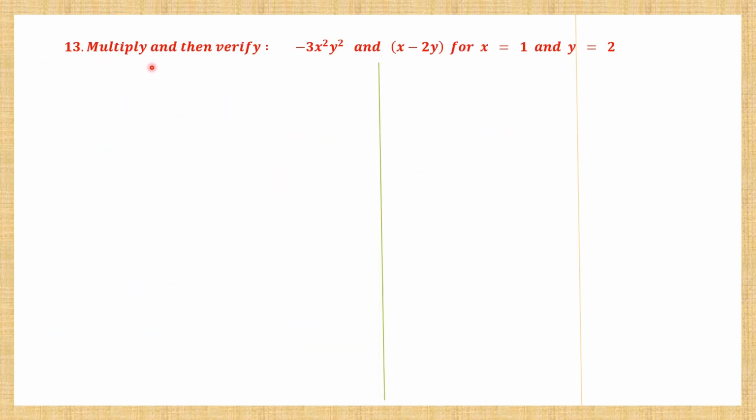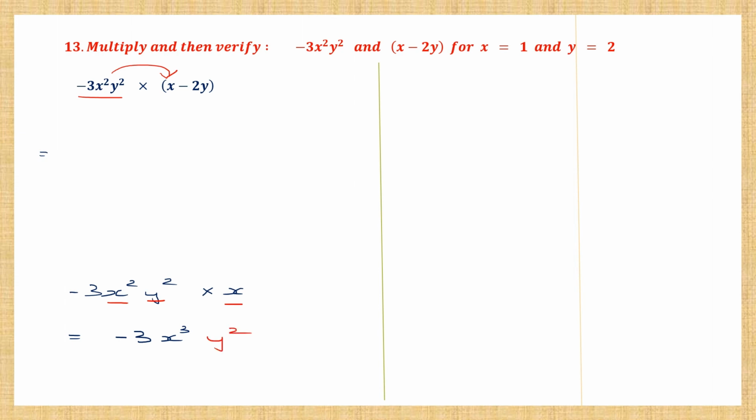Question 13, multiply and then verify. So first we have to multiply and then verify after substituting x with 1 and y with 2 to see if both the answers are the same. So let's begin. So here we have the monomial and the binomial. We're going to multiply this with the first term first. So here let's do that. Now first we multiply. Now minus 3x square y square into x. The sign will be minus, the number is 3, then you take x square and x, that will make it x to the power of 3, and then you take y square, that becomes y to the power of 2.